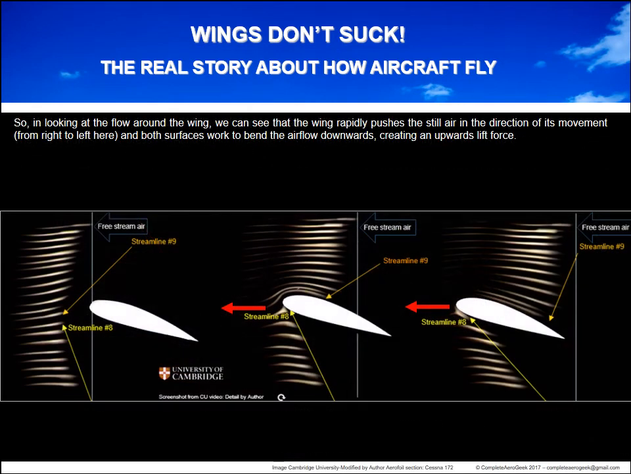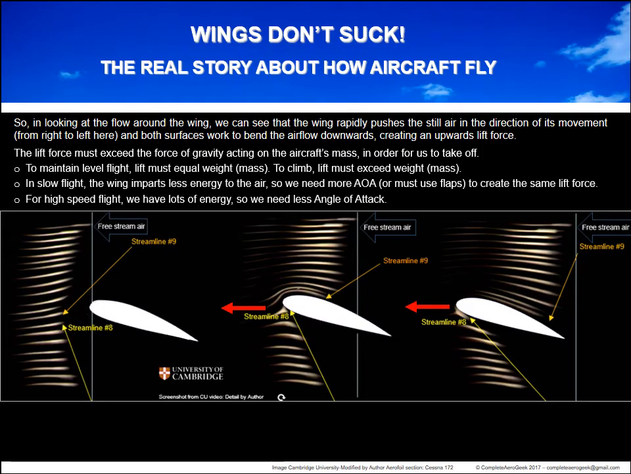So, in looking at the flow around the wing, we can see that the wing rapidly pushes the still air, in the direction of its movement, from right to left here, and both surfaces work to bend the airflow downwards, creating an upwards lift force. The lift force must exceed the force of gravity, acting on the aircraft's mass, in order for us to take off. To maintain level flight, lift must equal weight, mass. To climb, lift must exceed weight, mass.